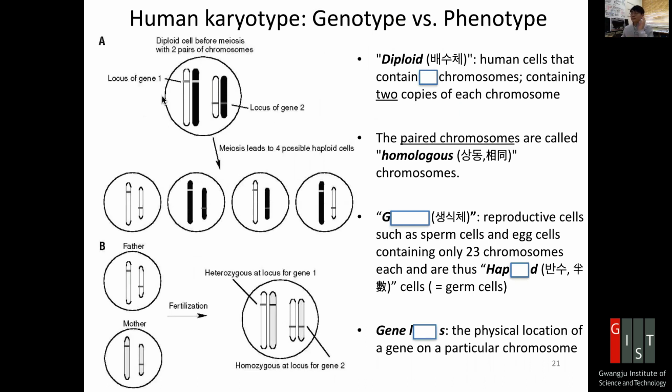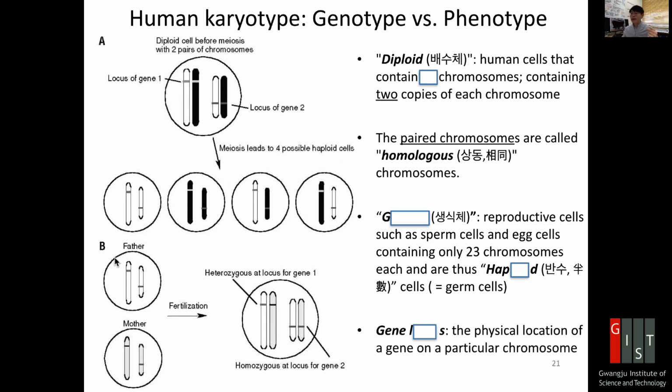This is a form for somatic cells, a diploid cell before meiosis with 2 pairs of chromosomes, and we indicate homologous chromosomes, one kind and the other kind. Let's consider one locus of gene 1 and the other locus of gene 2. Once meiosis happens, that leads to 4 possible haploid cells, one from this chromosome and the other from this chromosome. This is 2 and 2, so 2 multiplied by 2 is 4 different kinds you can think of.